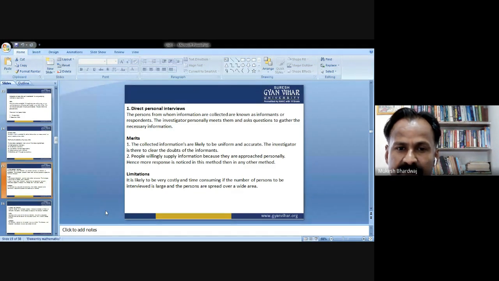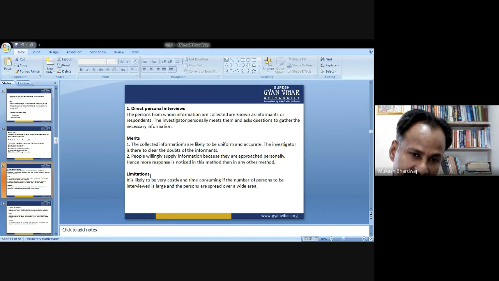Second merit is people willingly supply information because they are approached personally. Hence, more response is noticed in this method than in other methods. Just make a note of it. More response is noticed because you personally meet the persons and gather the information from them.